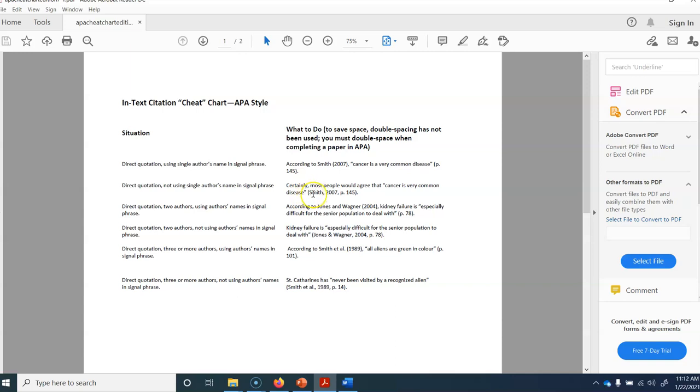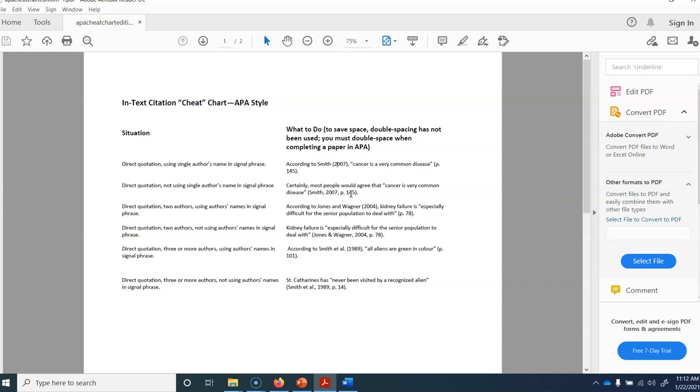So I'm going to open up the bracket. I'm going to put in the author's last name, a comma, a space, the year of publication, a comma, a space, P period, space, page number, close the bracket, period. Okay, so your basic pattern is if you're using the author's name, you put the year right after the author's name and then the page number right after the quotation. But if you're not using the author's name, then you use a super bracket and you put in the author's last name, the year of publication, and the page number. Okay, that's your basic pattern there.